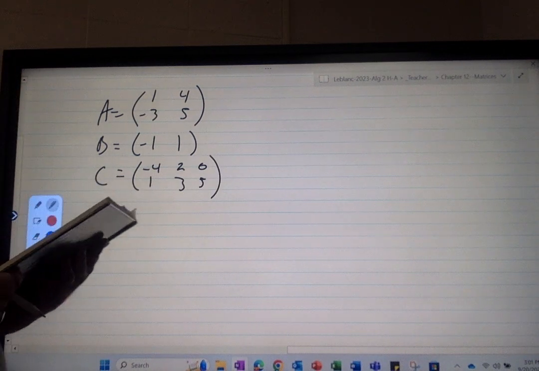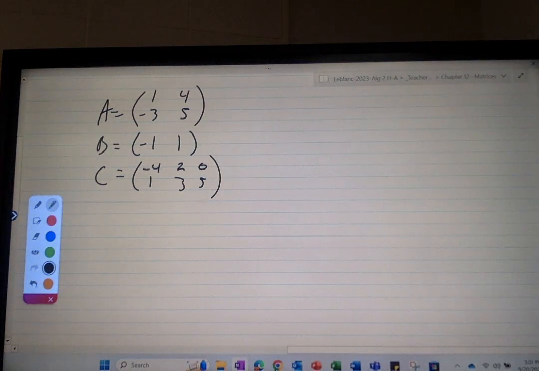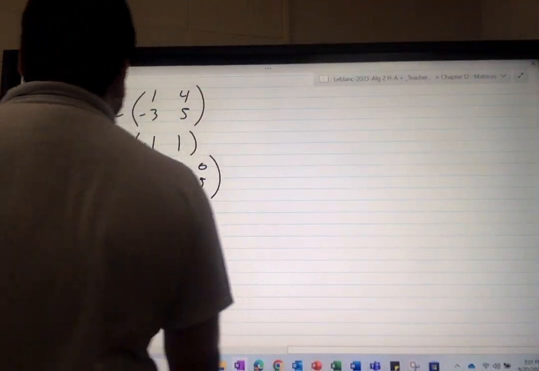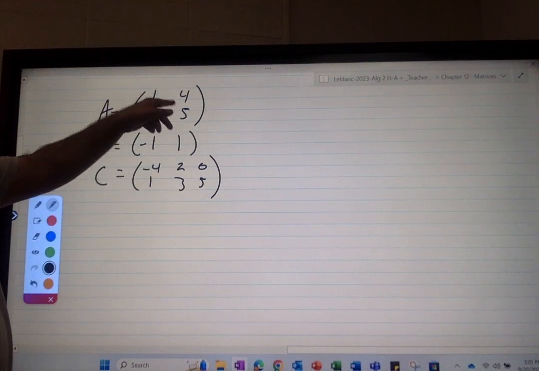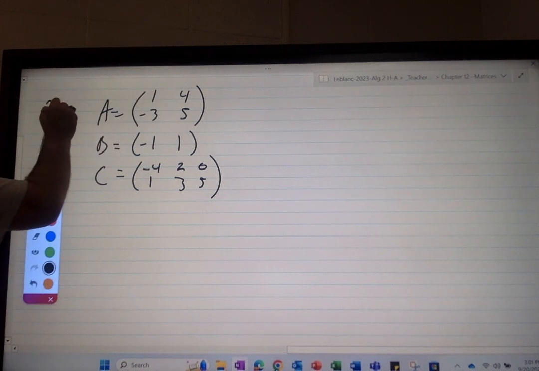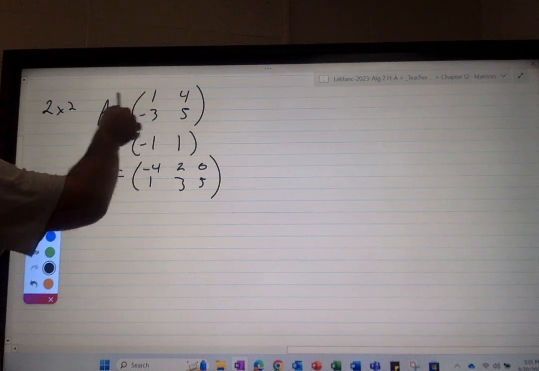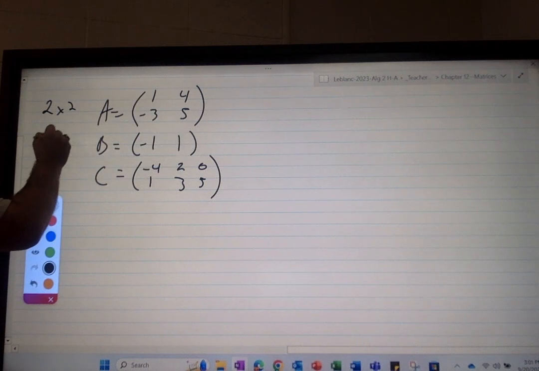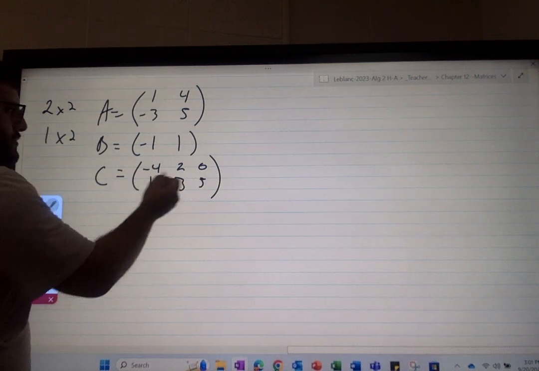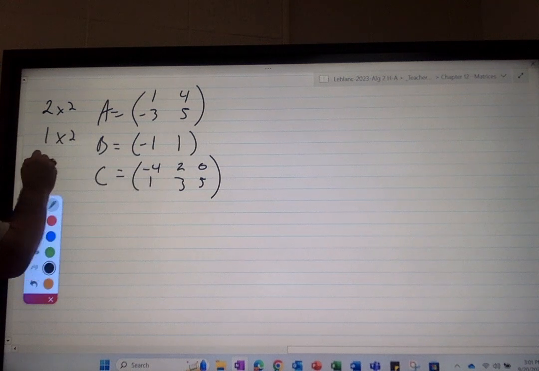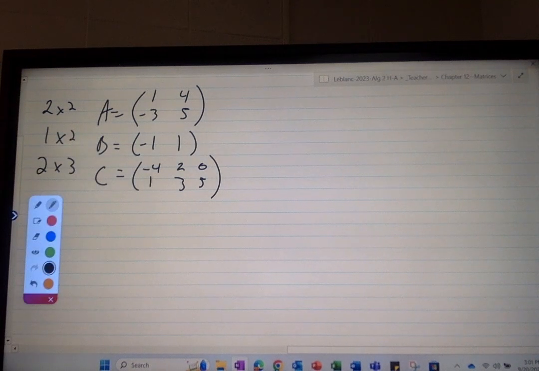Okay. Before we do anything, we want to make sure that we know what the dimensions of each one of them are. If I look at A, it has 2 rows, 2 columns. So it's a 2 by 2. B has 1 row, 2 columns. So 1 by 2. And C has 2 rows, 3 columns. 2 by 3. Okay. Now, looking at this, trying to figure out what I can multiply, what I can't multiply.